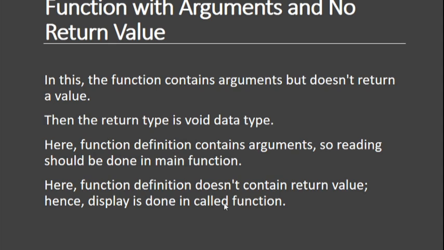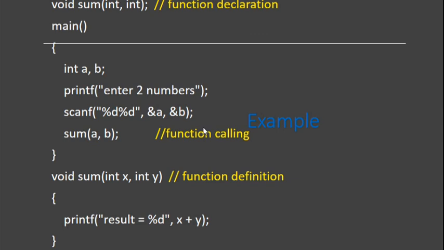In this, the function contains arguments but does not return any value. Then the return type of the user defined function is void. Hence, the function definition contains arguments, so reading should be done in the main function. Here, the function definition does not contain a return value. Hence, display is done in the called function, that is nothing but the user defined function. So let me explain everything with the help of an example.